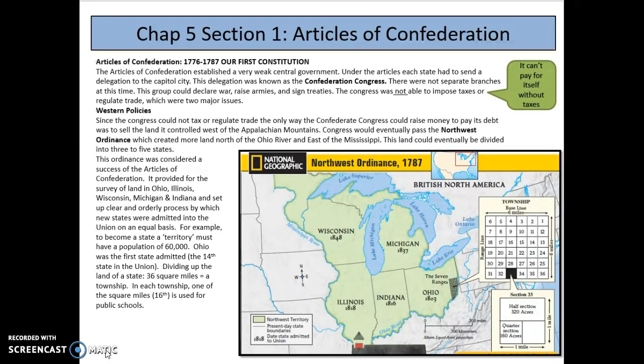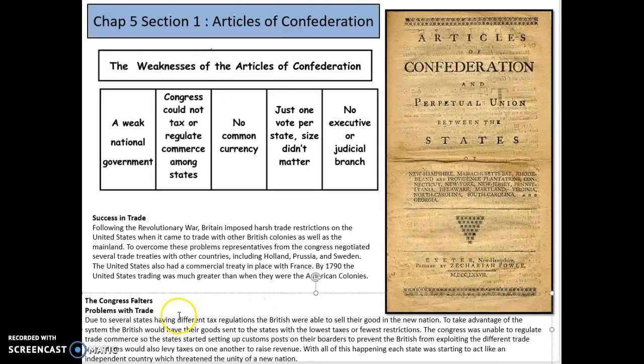Dividing up the land of the state, 36 square miles, equals a township. Each township, one of the square miles, the 16th is used for public schools. So you can see this beautiful picture that outlines all of that information for you right there to the right. So you guys can see the Articles of Confederation there to the right. There were the weaknesses at the top.